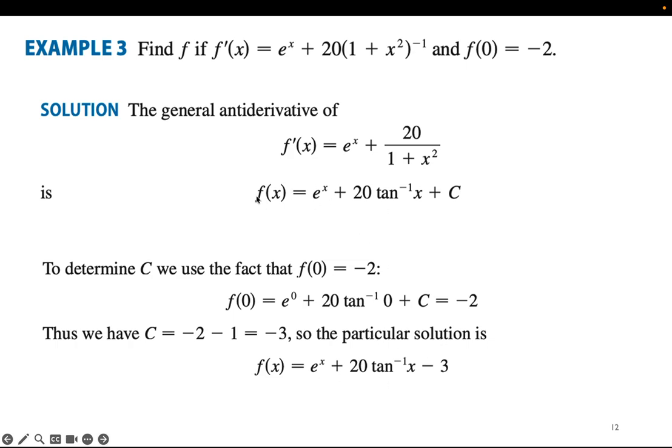Once I find that c to be negative 3, this is my particular solution. So this above here is the general solution that has the plus c. If I have a point, then I can find a particular solution. This is one solution, one function only, whereas this is a family of functions.